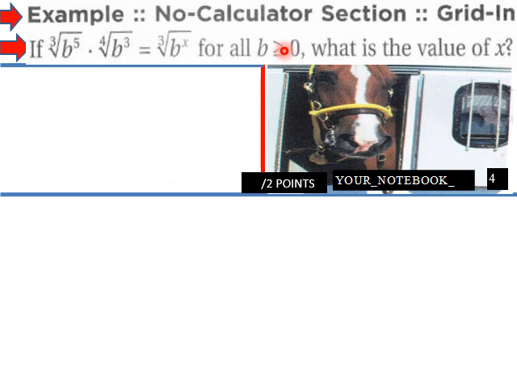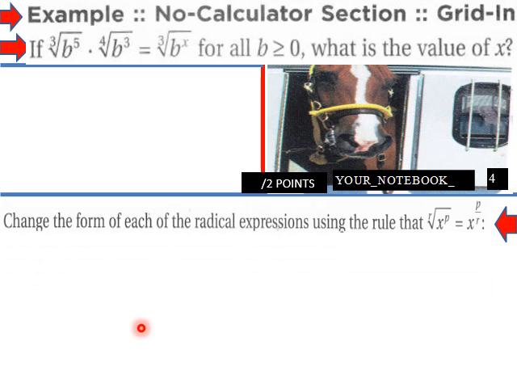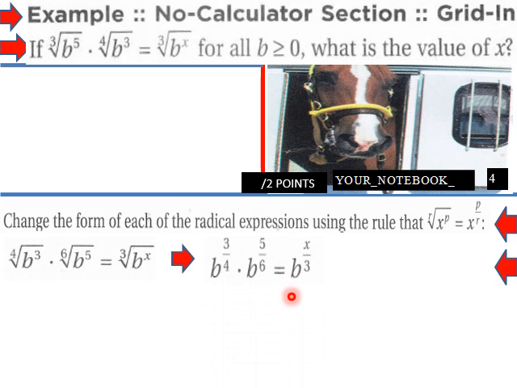And we have this situation here for all b greater than or equal to 0. What is the value of x in this situation? Change the form of each of the radicals using this rule here. So we have p over x to the r here. Here are radicals, and we're going to use the pattern up here. And this equals b to the x over 3.